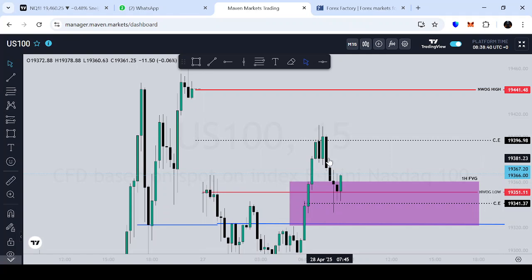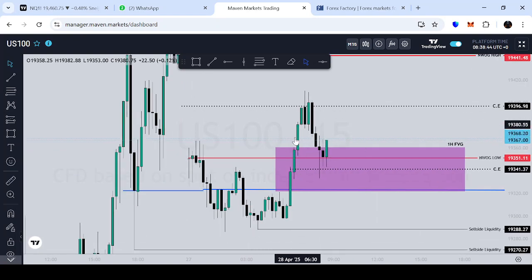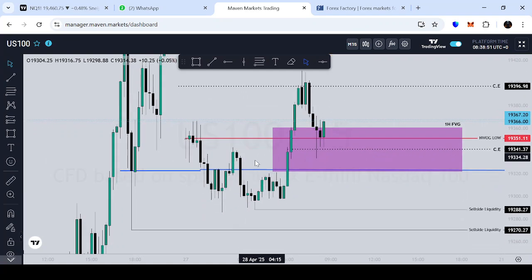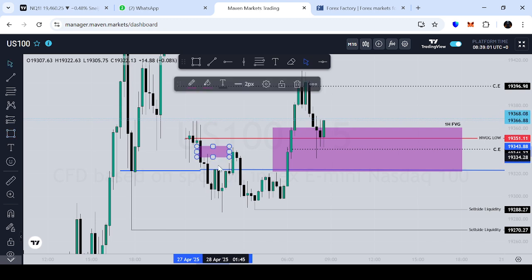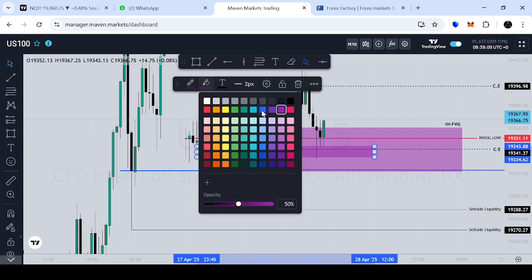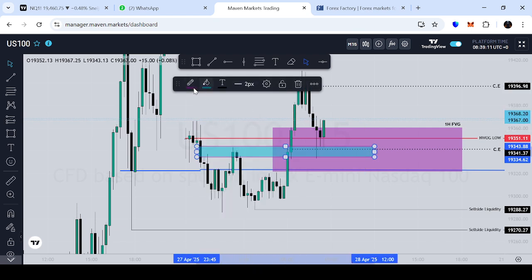Then drop to cut this low here. Have a breakaway gap. This breakaway gap can be reclaimed. You have an inversion here. This is an inversion fair value gap under 15 minutes, between the low of this candle and the high of that bearish candle there. You treat it as an inversion fair value gap.